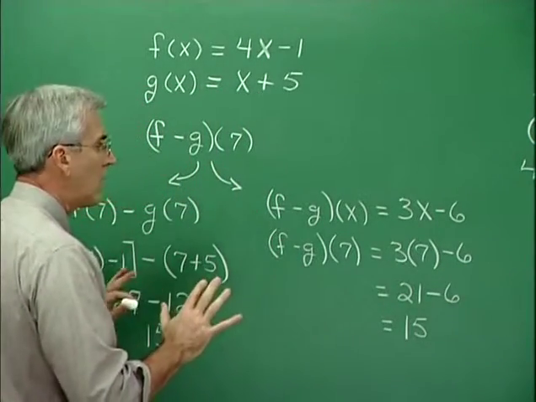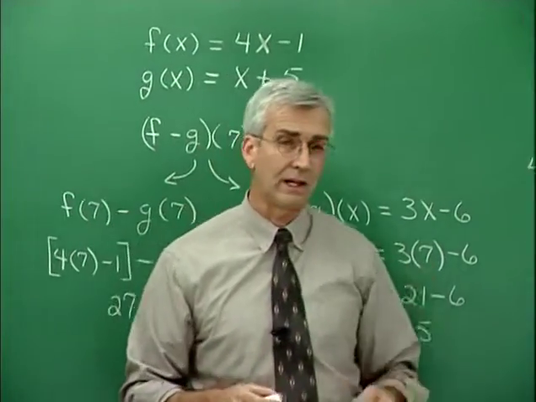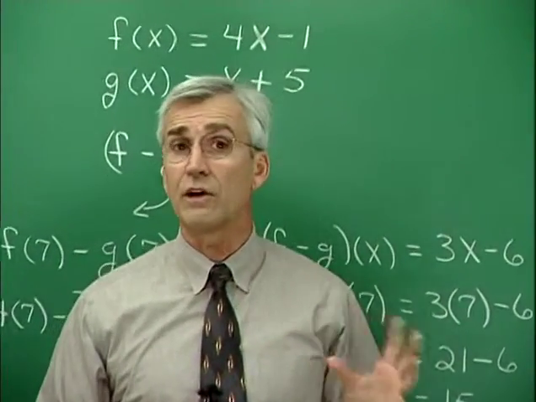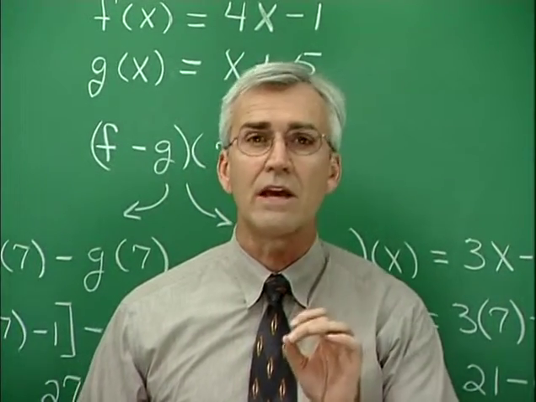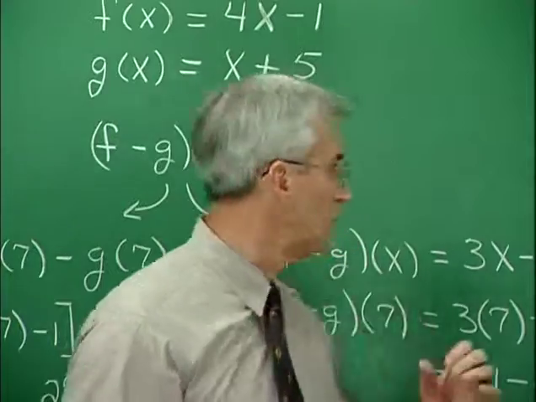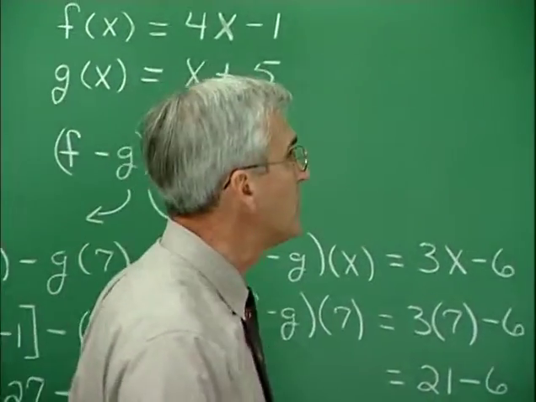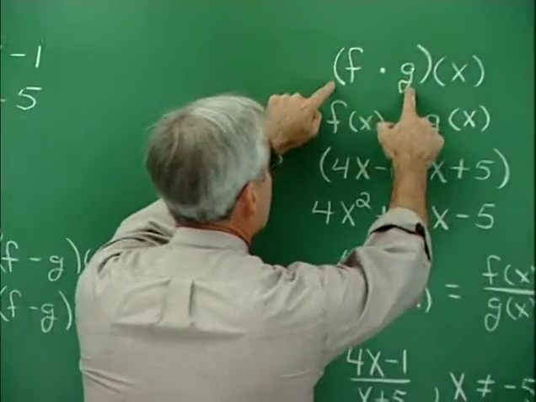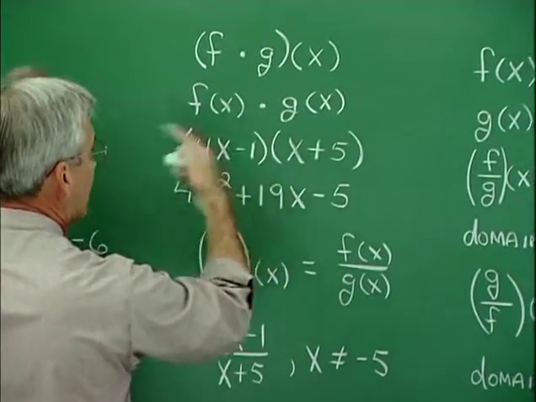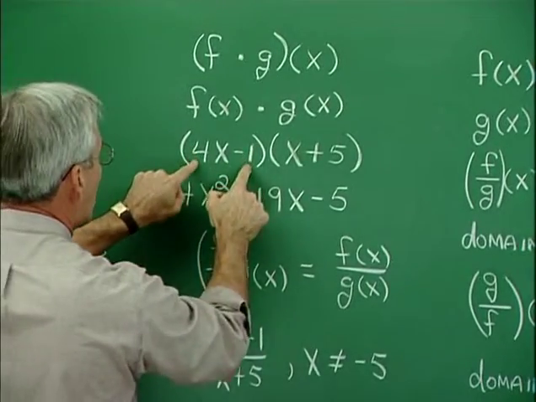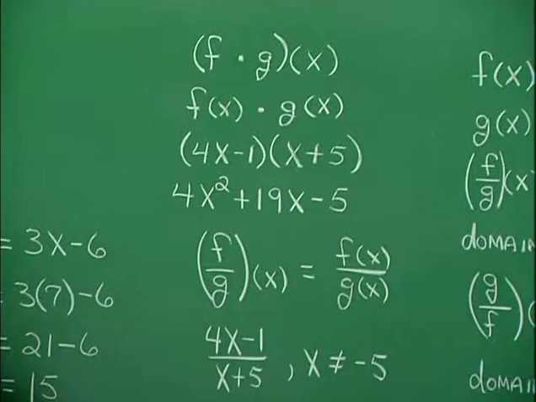So really, when we are adding and subtracting functions, and then in a moment multiplying and dividing, we're really defining a new function. We have a new function, and we could say that its name is whatever operation we're performing here. Multiplication, same idea. F times g of x means f of x times g of x. And for the functions we've been talking about, it would be 4x minus 1 times x plus 5, performing the indicated operation.